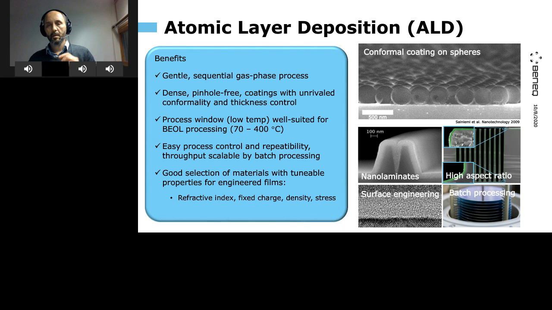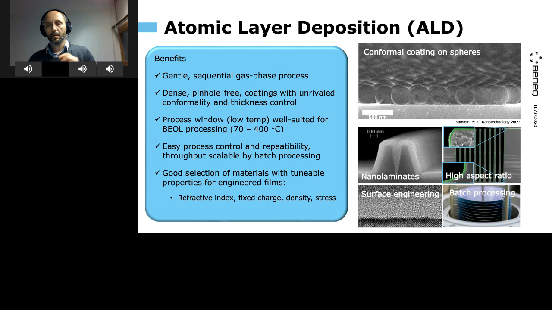Very important for CMOS image sensor is the ability to control the materials. We have not a massive selection of materials, but a few nice oxides and nitrides, and we can pretty flexibly mix them and laminate them to produce desired and targeted properties. For example, refractive index, specific charge of the film, density and stress, and so forth. So I'll give you a few examples as we go along.